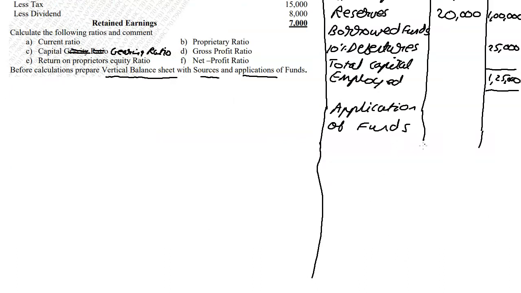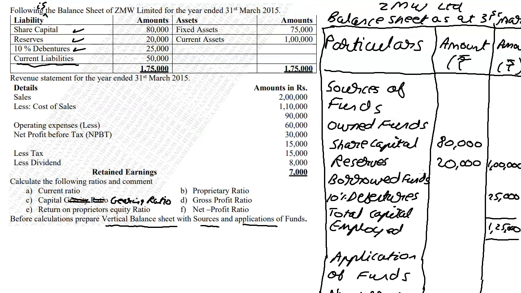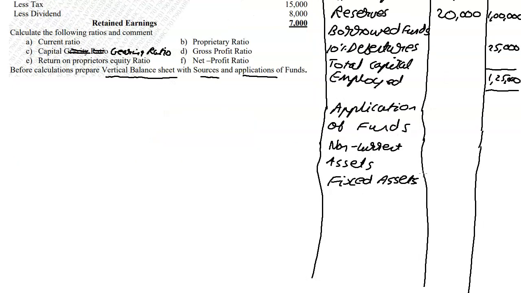Right, so under application of funds, we have fixed assets, and let's see what we have. Just two items. Okay, so you can have non-current assets, under which we have only one item, which is fixed assets. And the fixed assets is 75,000, and again I'm directly writing it outside because there's only one item under non-current assets.